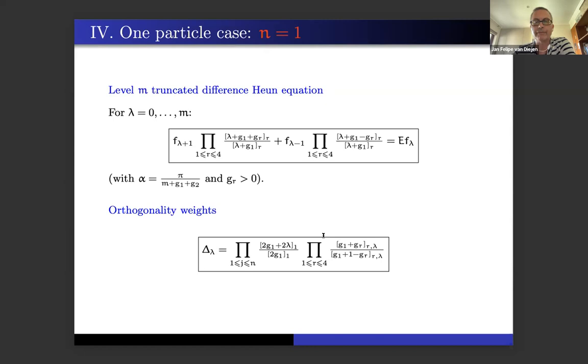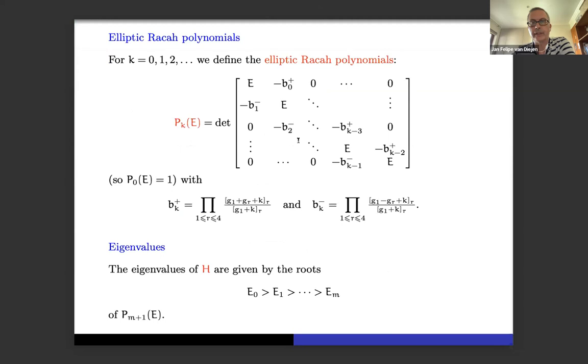And since this is tri-diagonal, we can write down the eigenvectors now in terms of polynomials as follows. We form these determinants where here we just have the coefficients of the three term recurrence and the coefficients of the difference operator. And yeah, this gives rise to elliptic Rahman polynomials, because if you put p equal to zero, these are just the q-Rahman polynomials. So it's a kind of generalization of that.